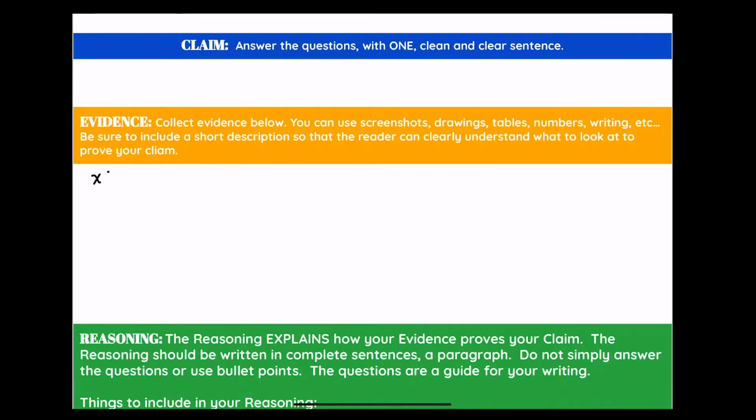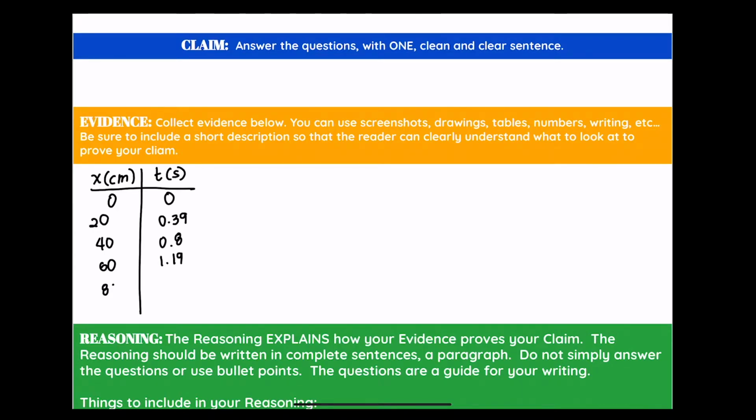Another way of taking the data down is maybe you took the position first and then the time. So maybe you did 0, 0, and then when the ball was at 20, you noticed that the time said 0.39. And then at 40, 0.8, at 60, the timer said 1.19. And when the ball was at 80, the timer said 1.6.